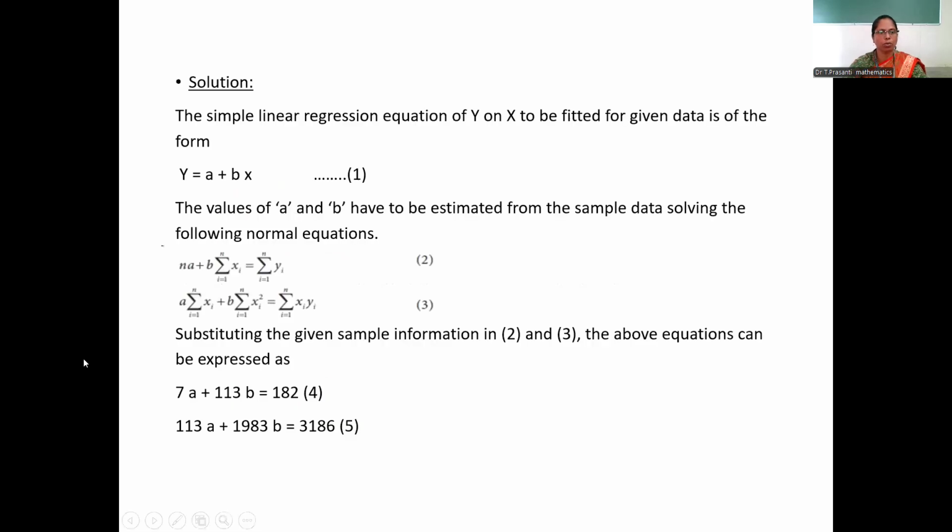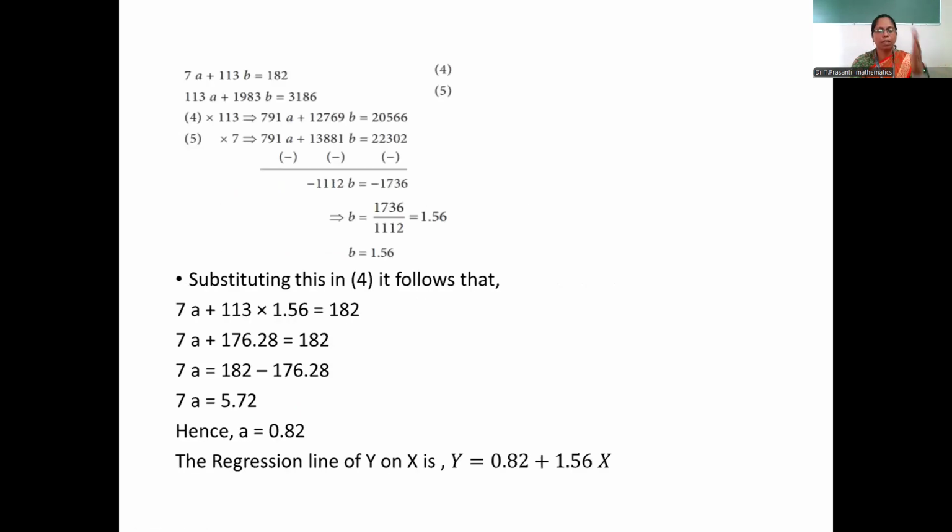Moving forward to the solution. Considering y on x, y is equal to a plus bx is equation 1, and the normal equations are equations 2 and 3. Substituting those values in equations 2 and 3, I got equations 4 and 5. Simplifying equations 4 and 5 mathematically, to cancel the a value, I multiply equation 4 with 113 and equation 5 with 7. With that, this is the result: b is equal to 1.56.